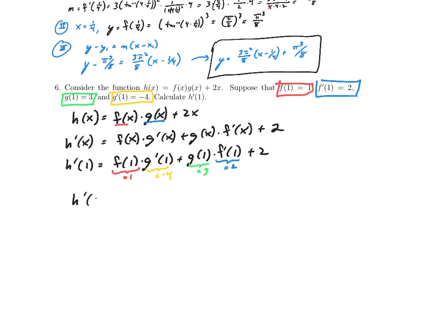So the derivative of this is going to be equal to 1 times negative 4 plus 3 times 2. I almost put the answer down. I got way ahead of myself on that one. So that's going to be negative 4 plus 6 plus 2, which is just going to be equal to positive 4.